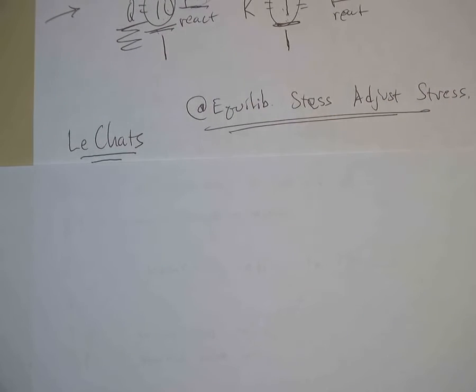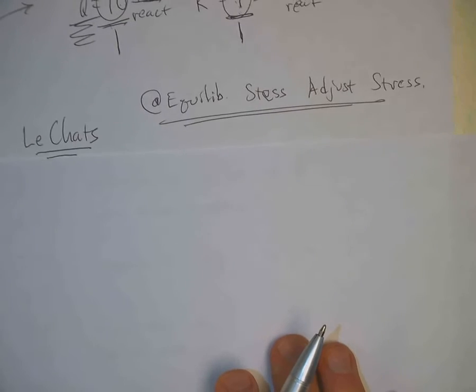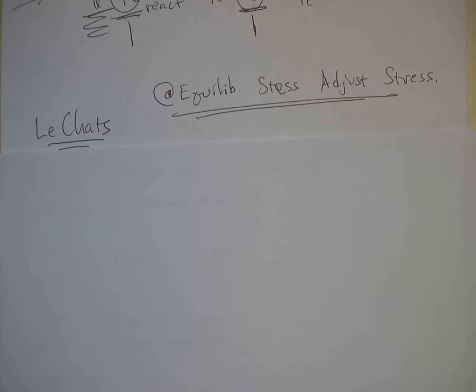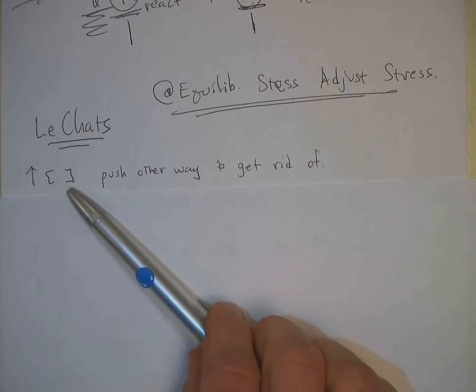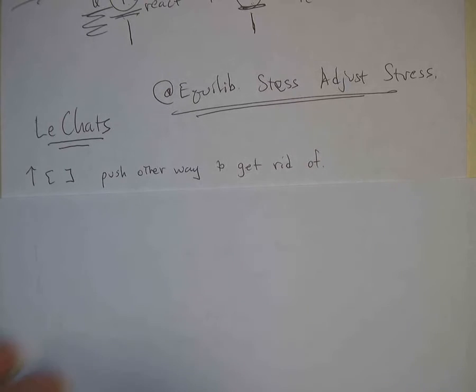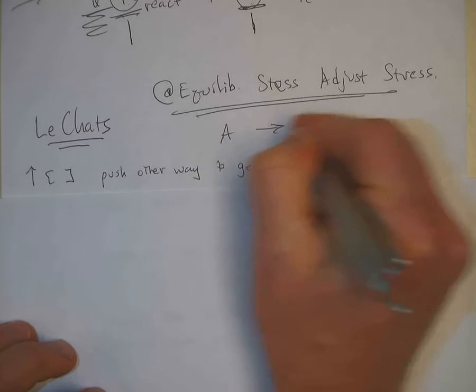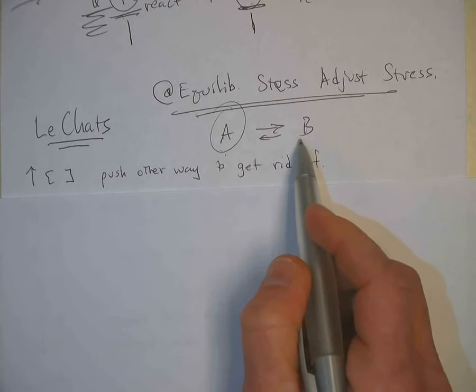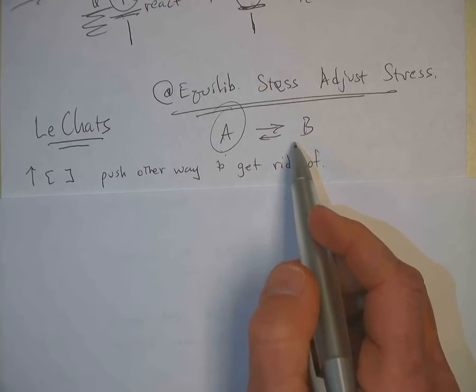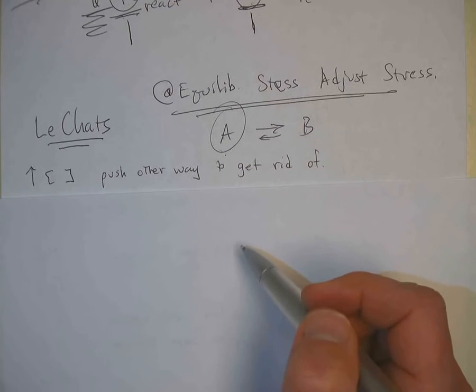Now, what things can you do to stress a chemical equilibrium? I'm going to go through a list. First of all, you could increase the concentration of a reactant or a product. When you do that, the reaction is going to push the other way to get rid of this extra concentration. So if you've got A going to B, if you increase the concentration of A, it's going to push it the other direction, and therefore it will increase the concentration of B.